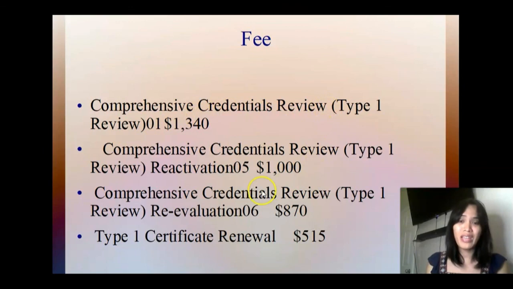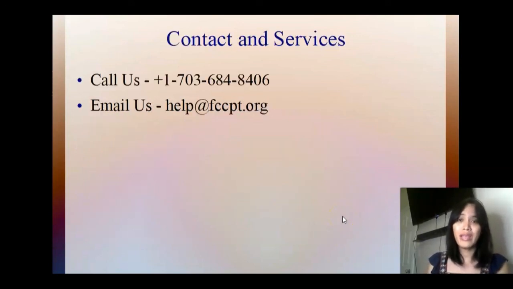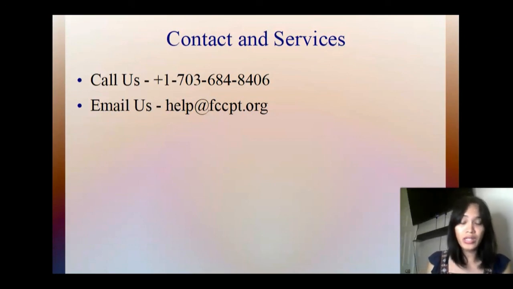So you have to make sure that you specifically prepare all the documents you need before processing these with FCCPT. As for the contact and services, you can call them at 1-703-684-8406 or email them at help@fccpt.org to ask questions and inquire about subjects like deficiencies and whatnot. So these are the things that you need to prepare. Very simple. Again, you can get the PDF forms and whatnot from the detailed description below.